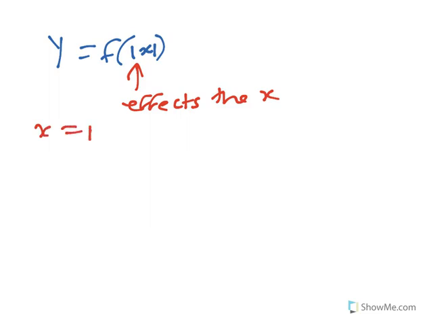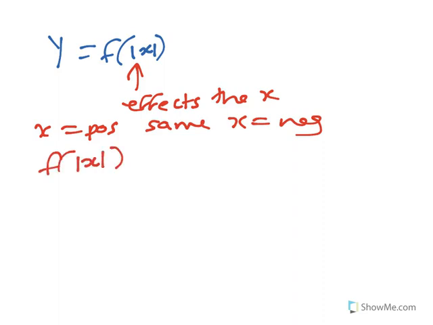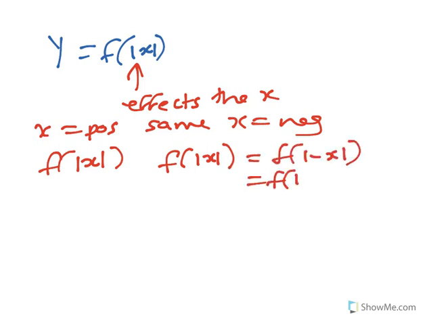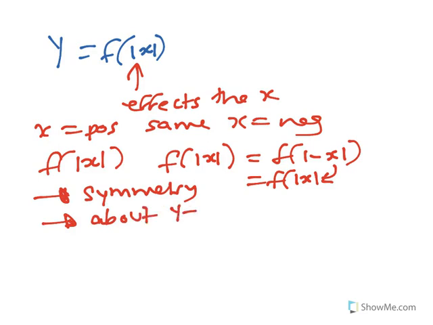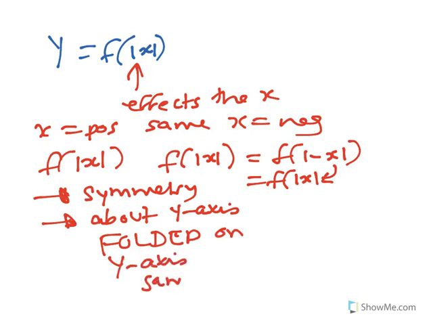What it means is if you put in x that's positive, you get the same as if you put in x that's negative. So f of the absolute value of x, f of positive x, will equal f of minus x, because when you take the absolute value of something, it becomes positive. So you basically get the same. This will create symmetry, and the symmetry will be about the y-axis. So if you fold it on the y-axis, it'll be the same. Okay?